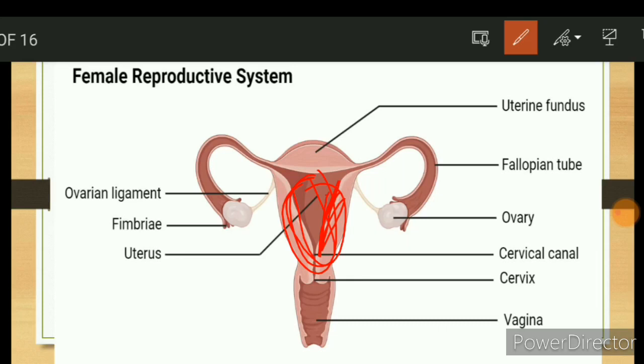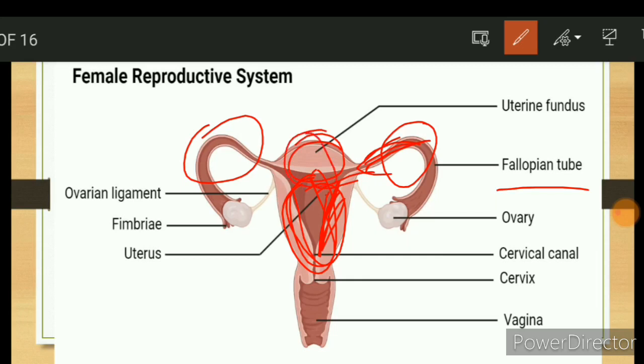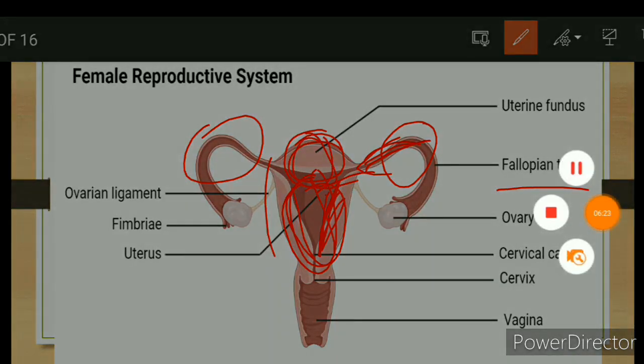Actually, fertilization happens inside the oviduct, also called the fallopian tube. But the embryo is transferred toward the fundus region. And this fundus region is a part of the uterus. In this region, the implantation of the embryo occurs.